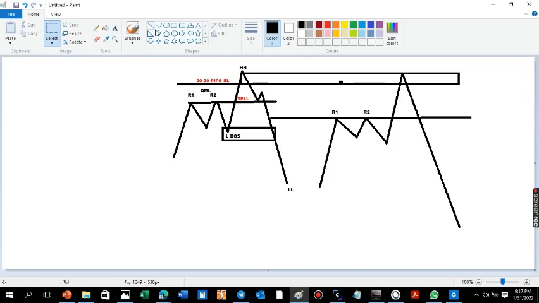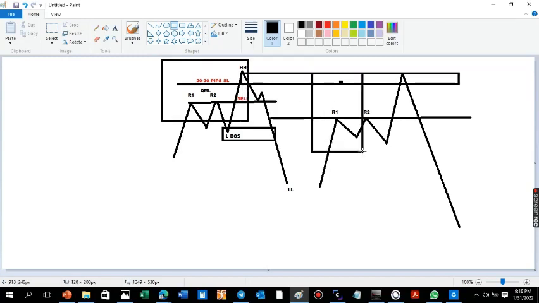You see what happened here? This level here is just like this level here. Okay, let me just highlight this. What happened here is the exact thing that is happening here. You see that? That's the exact same thing. So the market gave us a double resistance, broke the structure, and went to the downside.